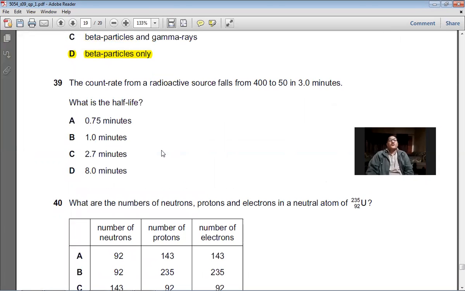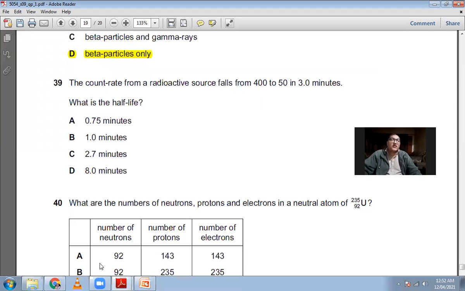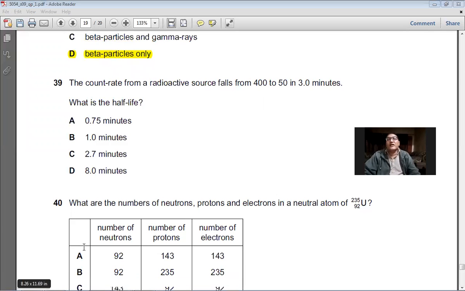The count rate from a radioactive source falls from 400 to 50 in 3 minutes. What is the half-life? Okay, from 400 to 50. So in one half-life from 400 to 200, and in the next half-life, it will go from 200 to 100. And in the next half-life, it will go from 100 to 50.